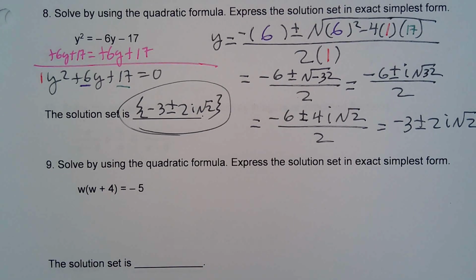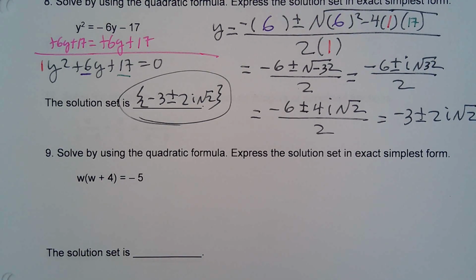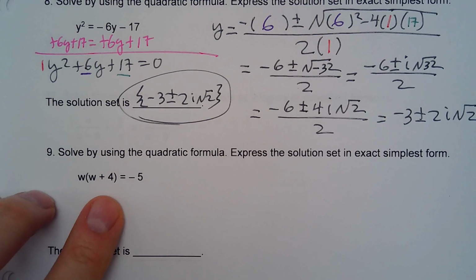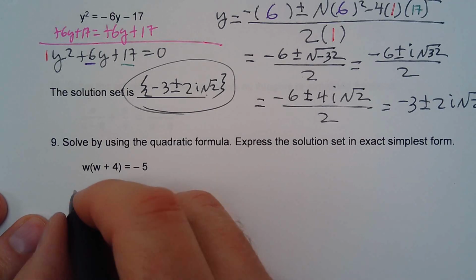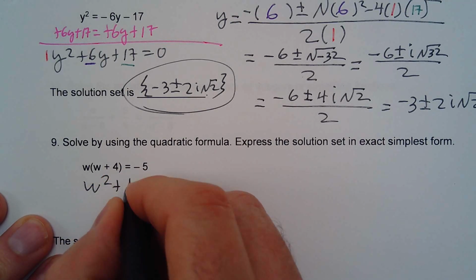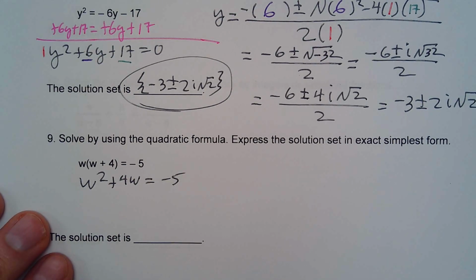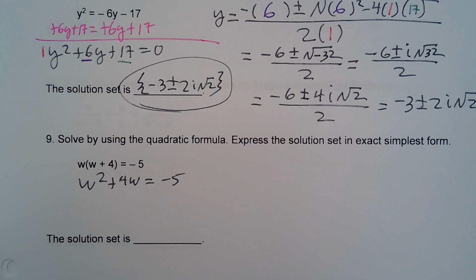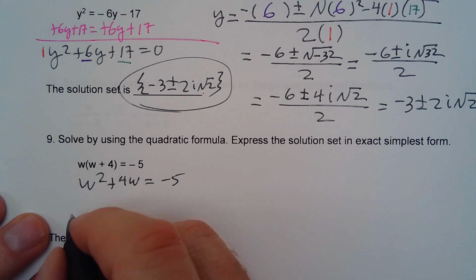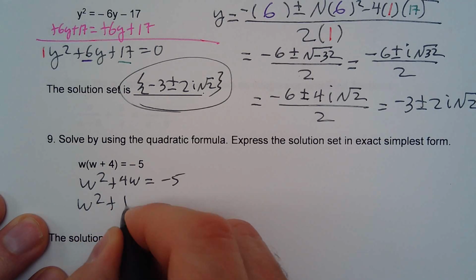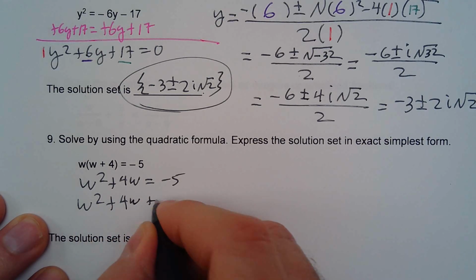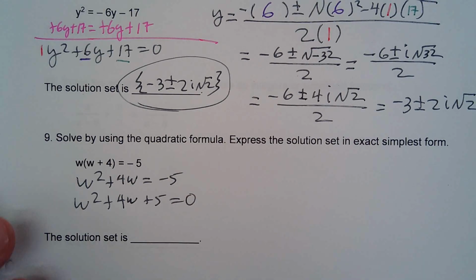All right, let's try this next one. Solve by the quadratic formula. So what we're going to have to first do is distribute. So that gives me w squared plus 4w equals a negative 5. Next I need to bring the 5 over, so I'm going to add 5 to both sides. That gives us w squared plus 4w plus 5 equals 0.